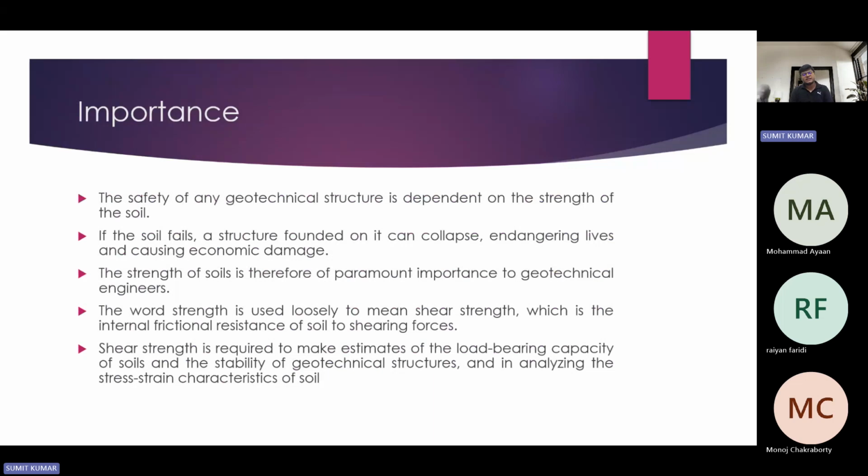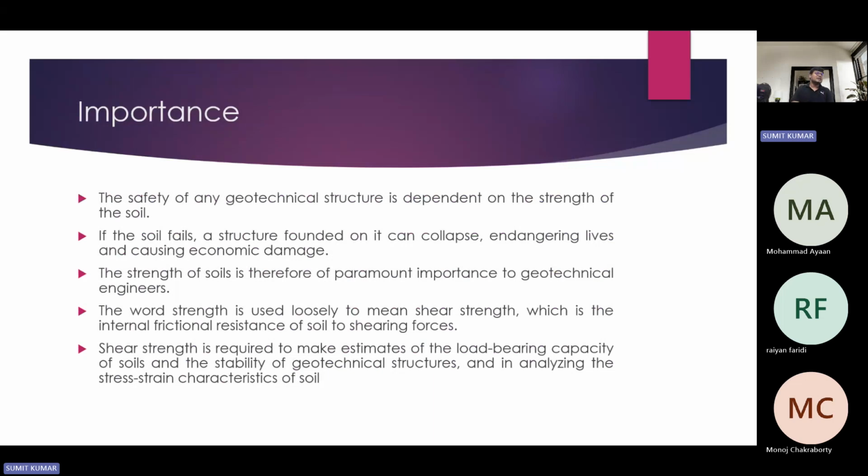So the safety of any geotechnical structure is dependent on the strength of soil. Obviously, if the soil fails, a structure founded on it can collapse, endangering life and causing economic damage. It must be obvious.